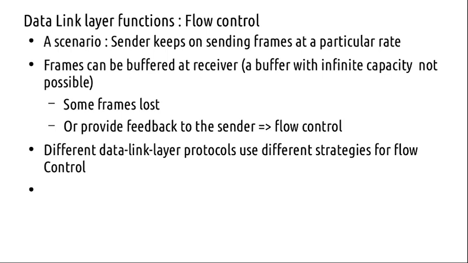Another alternative to solve this issue is to have a buffer with finite capacity. A buffer is always of finite capacity, where you can buffer some frames, then provide feedback to the sender that my buffer is full, I am not ready. That way you will be able to control the flow of frames from the sender to the receiver. So such a feedback mechanism is required, and that is done using flow control. Different data link layer protocols have different strategies for flow control. We will see some strategies, and we'll elaborate more on flow control when we discuss the transport layer.